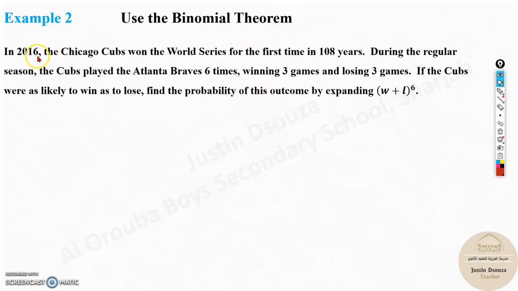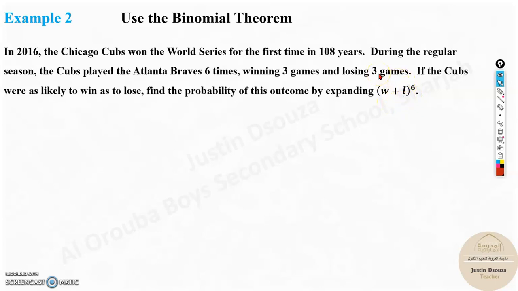In 2016, the Chicago Cubs won the World Series for the first time in 108 years, over a century. During the regular season, the Cubs played the Atlanta Braves 6 times, winning 3 games and losing 3 games. If the Cubs were as likely to win as to lose, find the probability of this outcome by expanding (W + L) whole power 6.